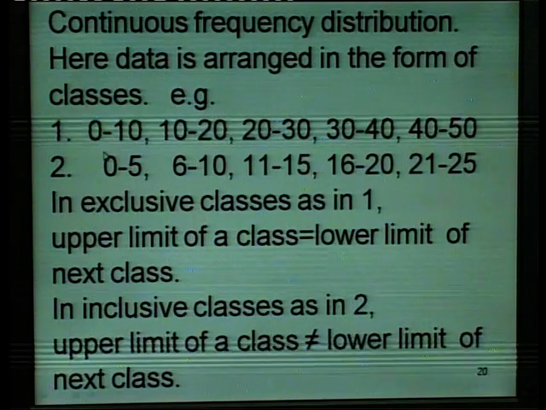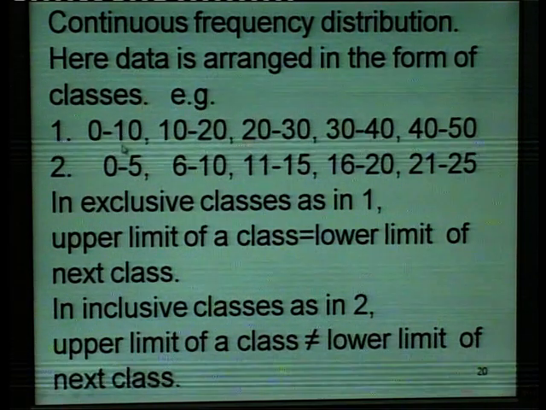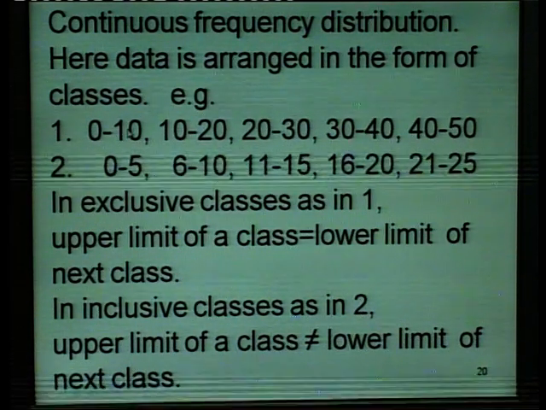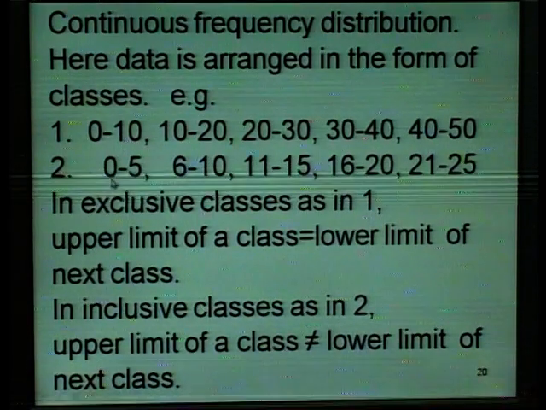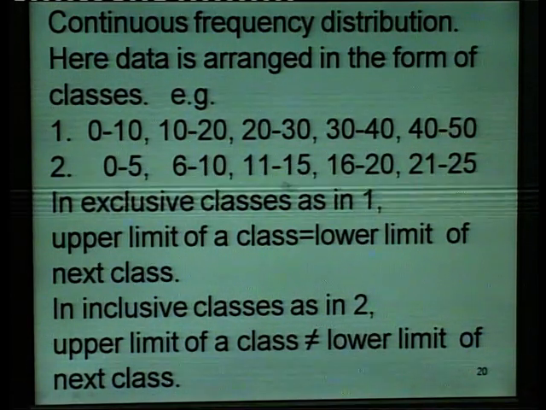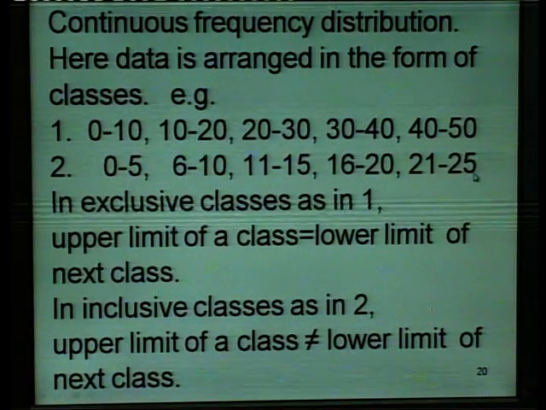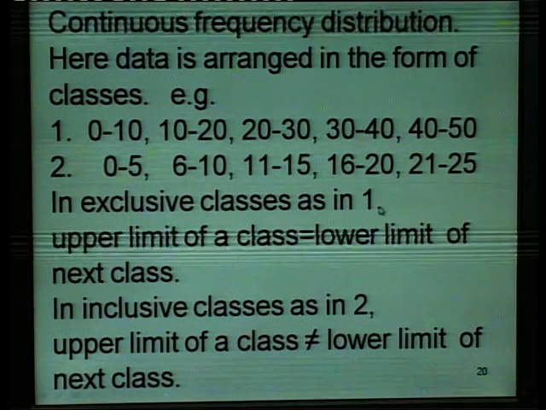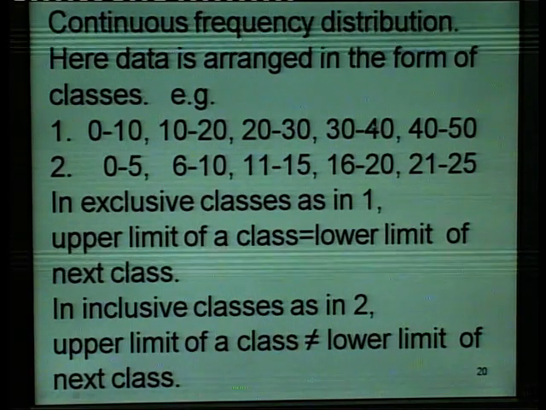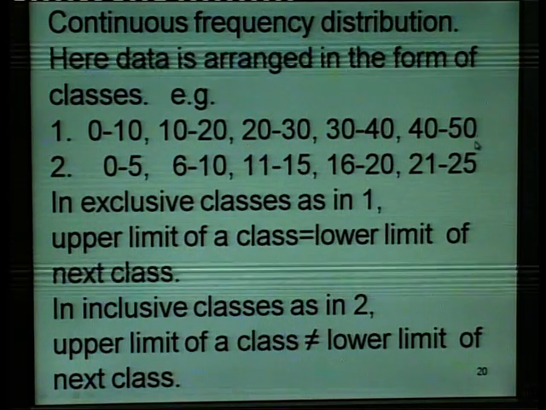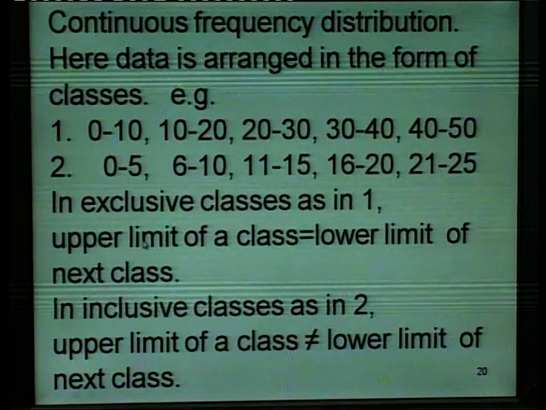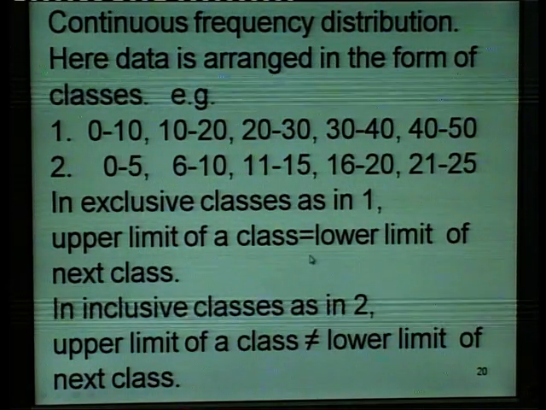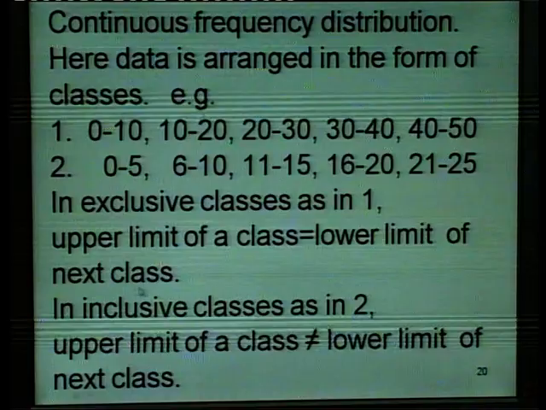0 to 10 means all values from 0 to 10. The second set of classes is 0 to 5, 6 to 10, 11 to 15, 16 to 20, 21 to 25. These are classes. The first example is of exclusive classes. How can you determine whether a class is exclusive or not? The upper limit of a class is equal to the lower limit of the next class.